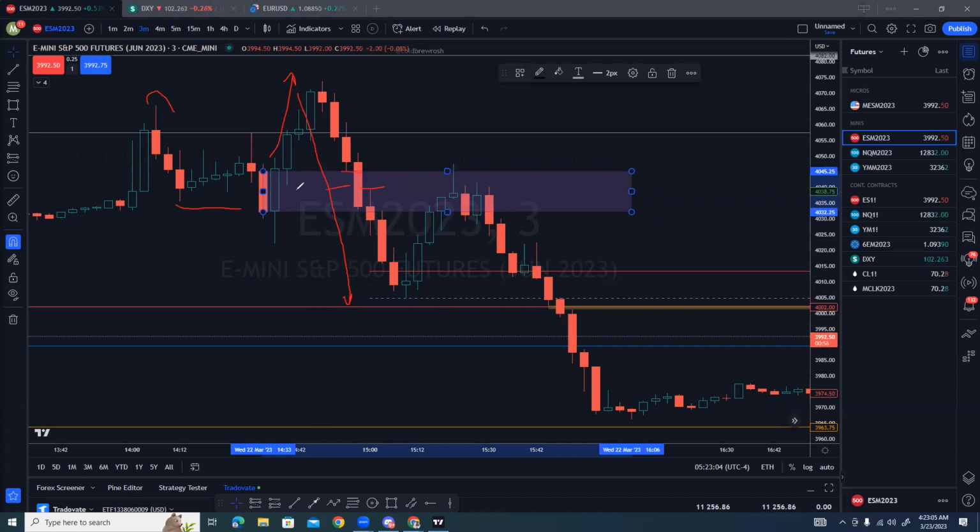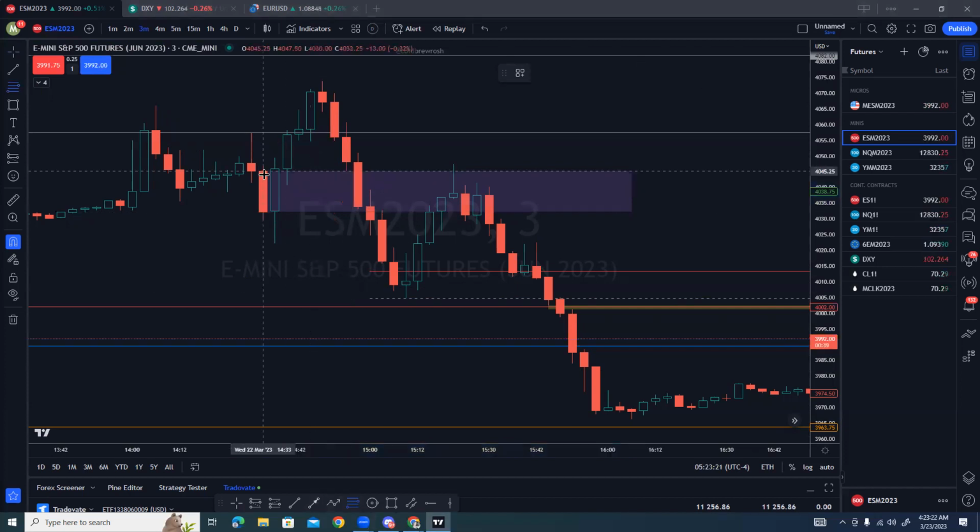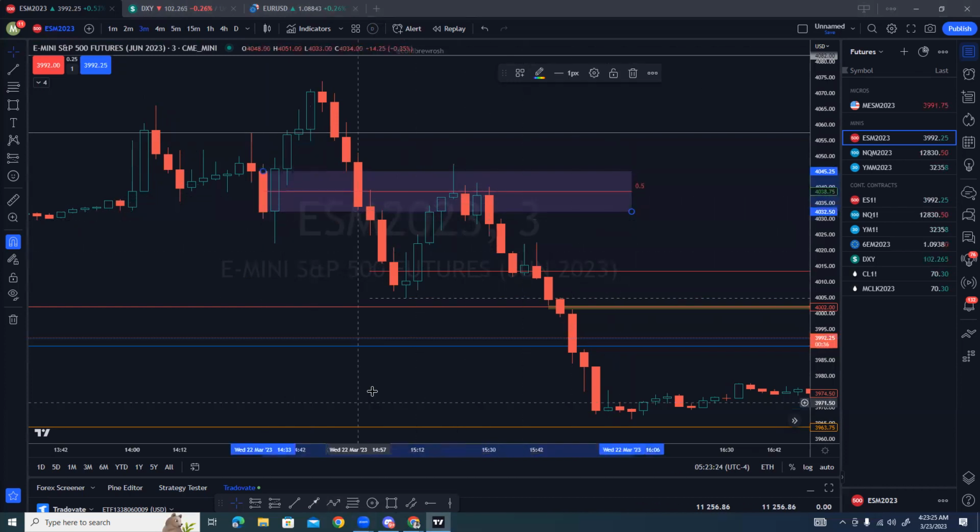Fair value gap situated inside this order block. Powerful combination. Price comes right into it. You could have waited for price to confirm that it's not going to close above the mean threshold of that order block. If you take a short here, set your stop here, or that might be too far away because that's like 7 points or whatever.